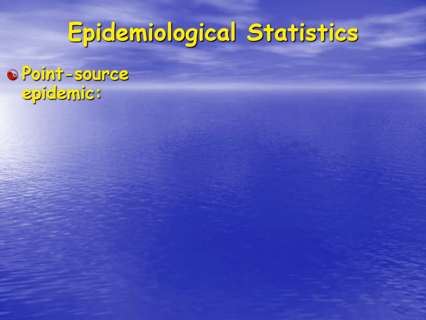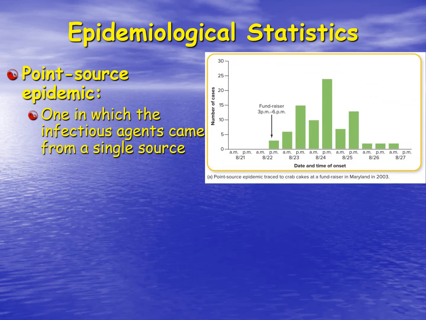Point source epidemics. A point source epidemic is one in which the infectious agents came from a single source. For example, this is a point source epidemic traced to crab cakes that were served at a fundraiser in Maryland. The fundraiser was from 3 to 6 p.m. on 8/22 in 2003. And we saw that there were 2 or 3 cases that occurred on that day. And then we saw a few more cases occurring the next day and the next. Where were all of these people getting the onset of the disease, though? It all traced back to this one event that occurred.